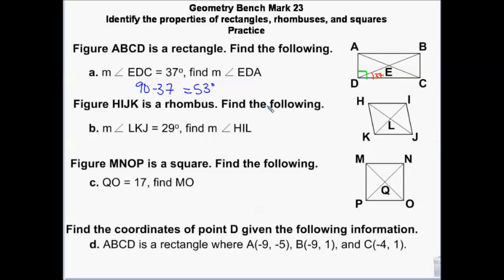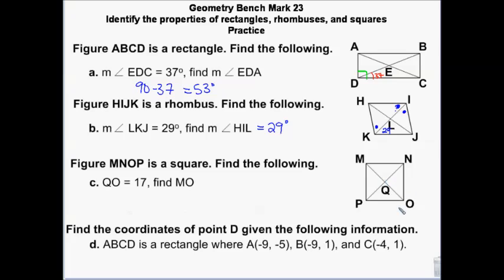HIJK is a rhombus. LKJ is 29. And I want to find HIL, which is this one right here. But I know that bisecting diagonals, so I know that this one is the same as this one, which is the same as this one, which is the same as this one. So if this one's 29, that one is also 29. Good?